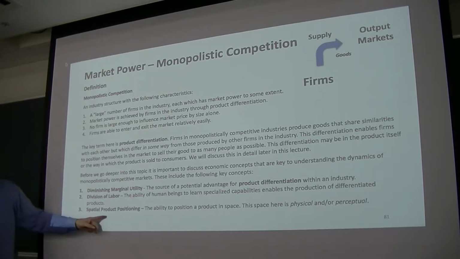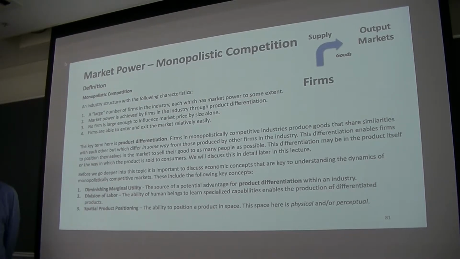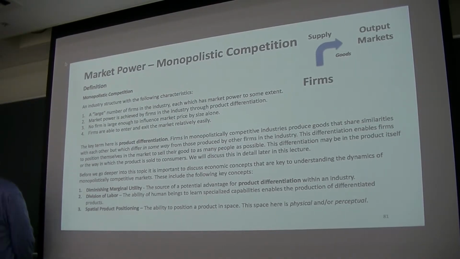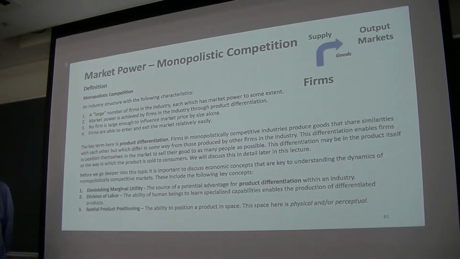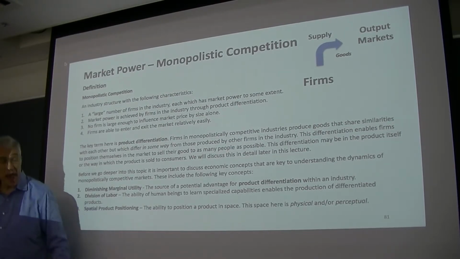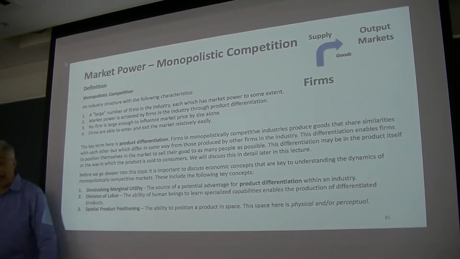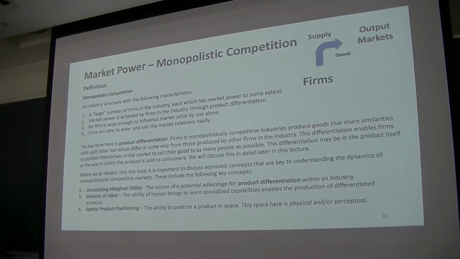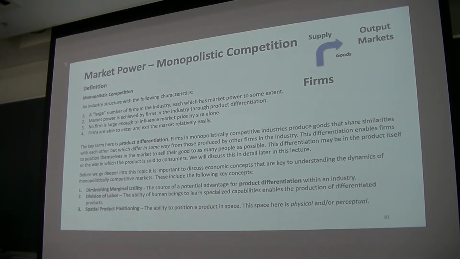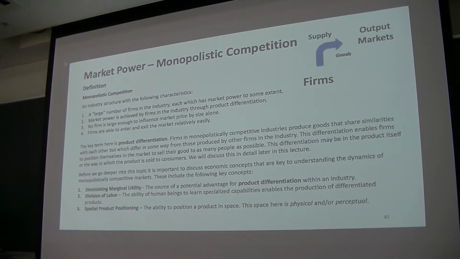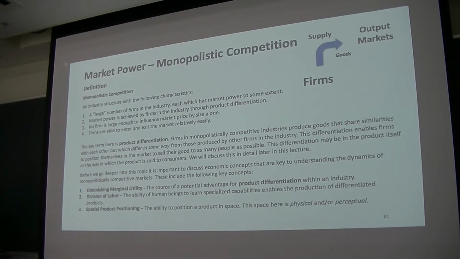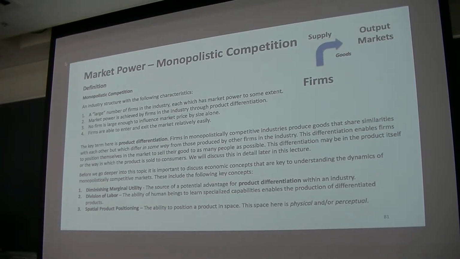Spatial product positioning, the ability to position a product in space. And that's what we mean, it's either physical and/or perceptual. So we're talking about product positioning. It could be physical. I'm going to put this product at that location. If it's restaurants, they'd be next to each other and they've got different products. Or it can be product space. And I'll give you an example of that.